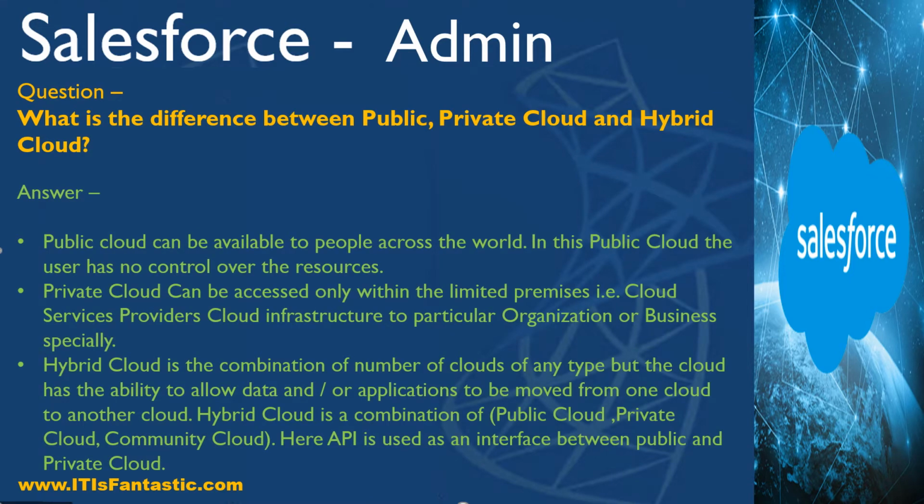What is the difference between public, private cloud, and hybrid cloud? Public cloud can be available to people across the world. In this public cloud, the user has no control over the resources. Private cloud can be accessed only within limited premises, that is, cloud service providers' cloud infrastructure for a particular organization or business specifically. A hybrid cloud is the combination of a number of clouds of any type, but the cloud has the ability to allow data and/or applications to be moved from one cloud to another cloud.